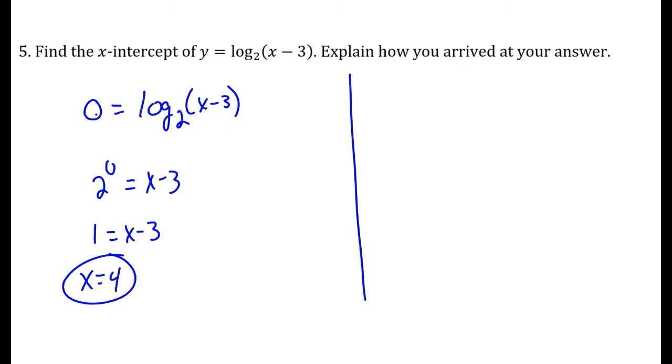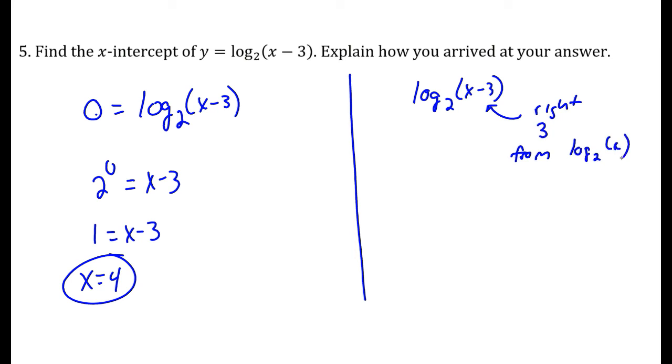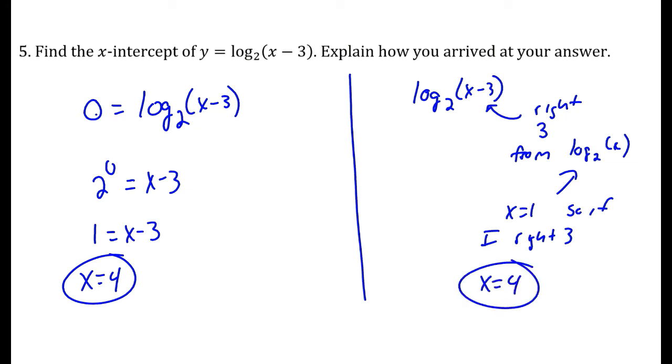Or we can think about it in terms of a transformational perspective. So we know that this is an inside shift, so that means it goes left or right. So this shifts right 3 from the parent function of log base 2 of x. So that has an x-intercept of 1. So if I shift right 3, well, that 1 becomes x equals 4. And we see that we get the same answer whether we do an algebraic or a more graphical approach.